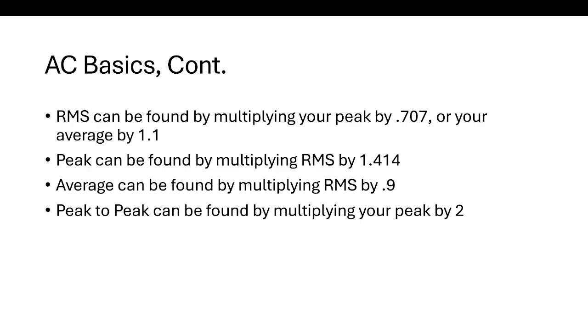Or you can find your RMS by using your average and multiplying that by 1.1. Your peak can be found by multiplying your RMS by 1.414, or the square root of 2. Your average can be found by multiplying RMS by 0.9, or 90%. And your peak to peak is found by multiplying your peak by 2.